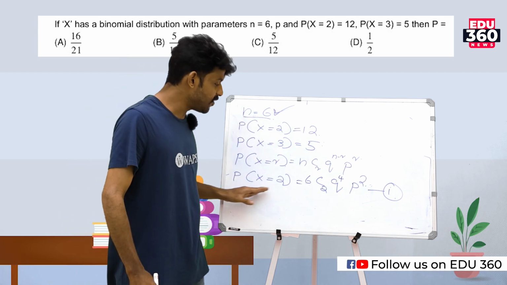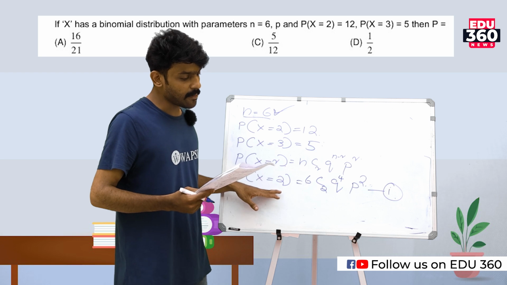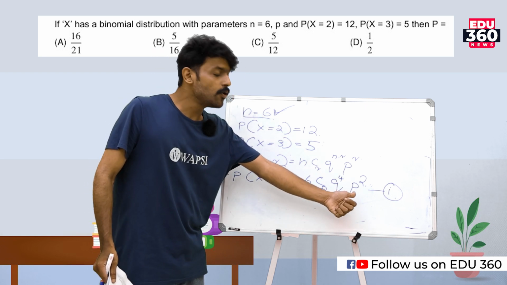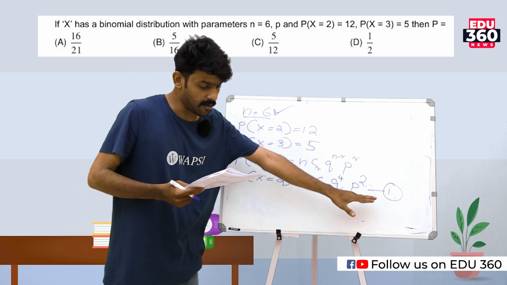We can put this one as equation number 1. That means P of X is equal to 2. By applying the binomial distribution, we will get 6C2 into q raised to 4 into p square. So we put it as equation number 1.